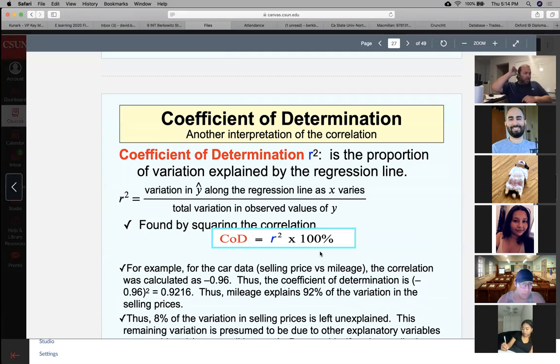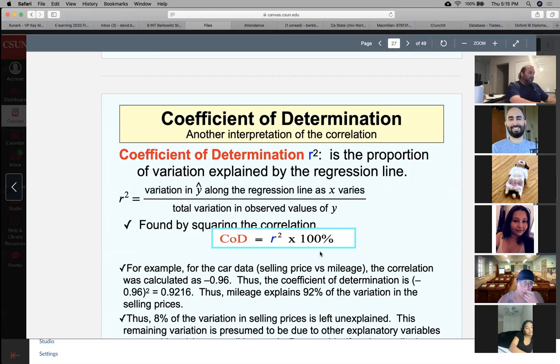If you square r, you get r squared, which is the coefficient of determination. What does the coefficient of determination tell you? It tells you what percent of the variation in y values can be explained by variation in x values. As the x values change, the y values are going to change.